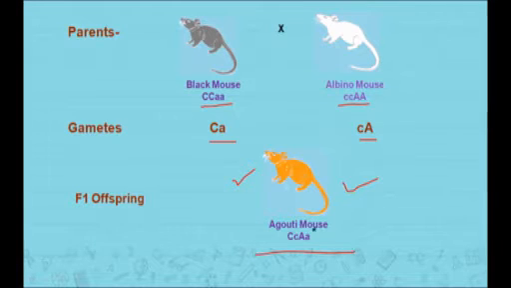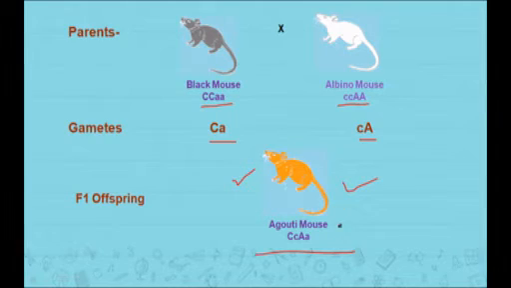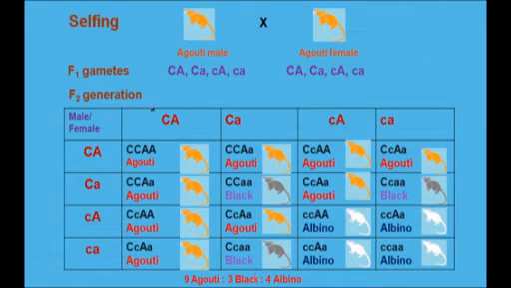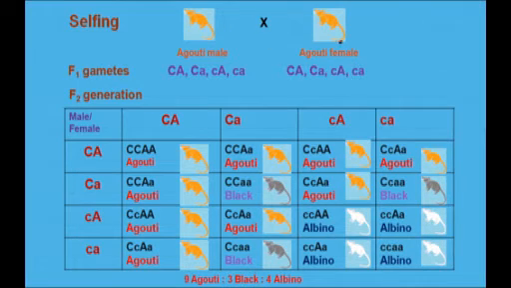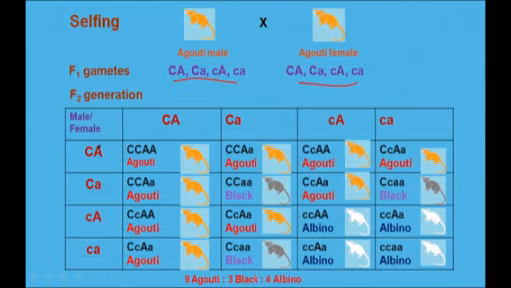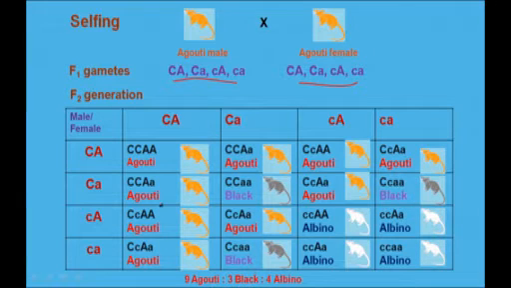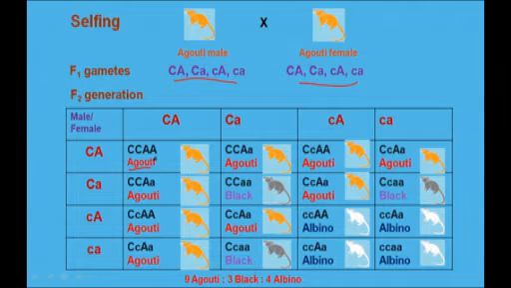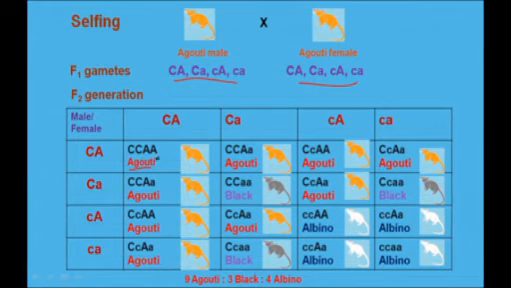Now when we carry out selfing of these F1 offspring, what will happen? Here, selfing: this is an agouti male and this is an agouti female. They will give rise to F1 gametes like this, and after that if we cross them with each other, they will form such offspring here. Here you can see the first genotype, capital C, small a. This is the first offspring, and it is agouti in color.